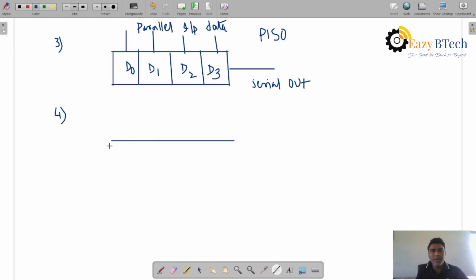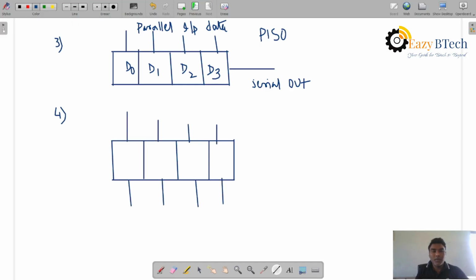And the fourth one is parallel in, parallel out. We are applying parallel input data, and we can take the parallel output data, right? Parallel input data, parallel output data. Let me take these arrows. So this is input data, output data, where you are applying the data input in parallel.